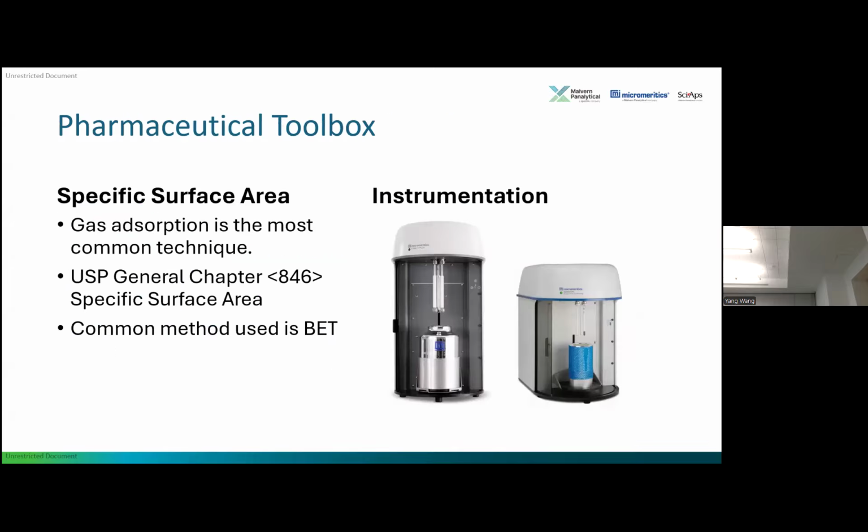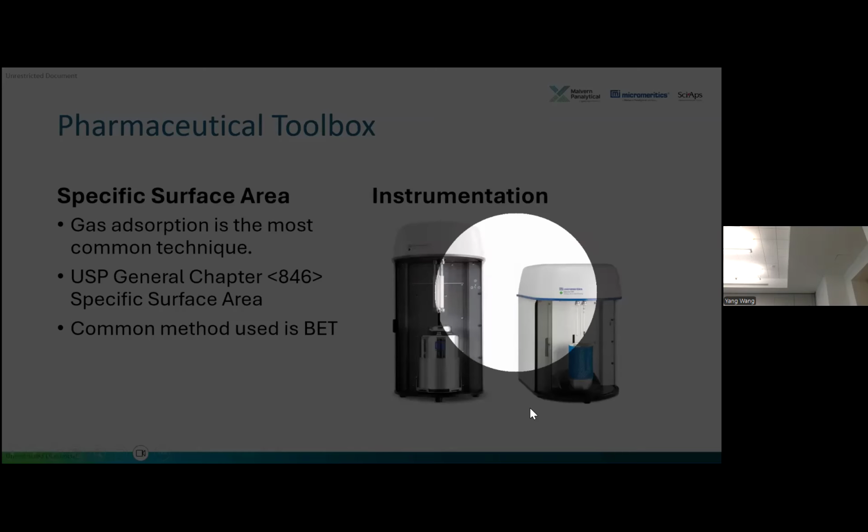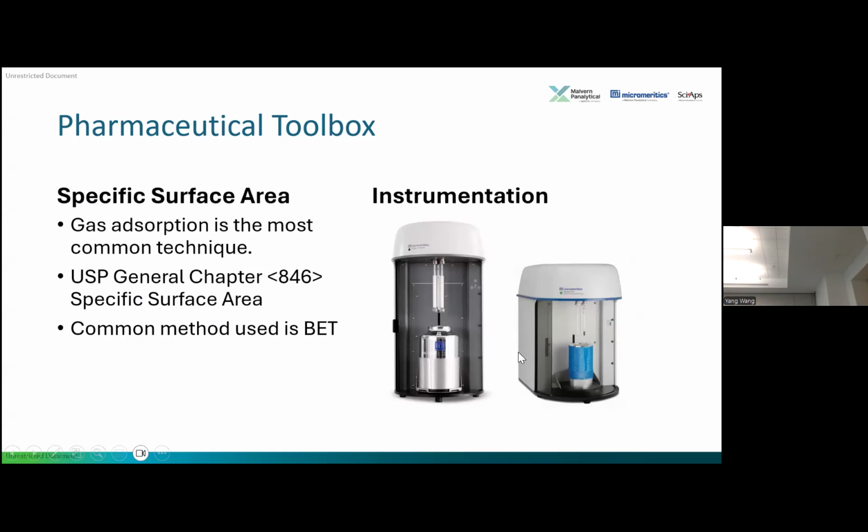The technologies used to make these measurements are called gas absorption instruments. These are two images. This is the Micromeritics. The TriStar and the Gemini, these are the basic units used in pharmaceuticals, the most common ones. There are some more advanced ones for other purposes.